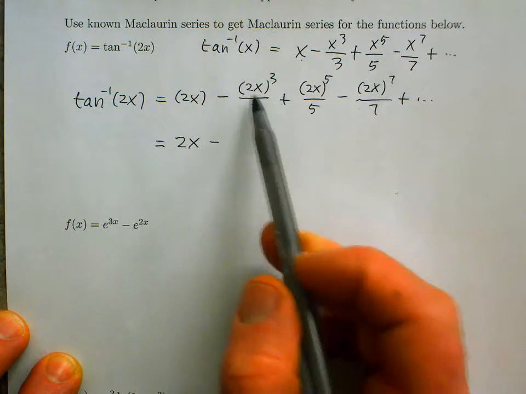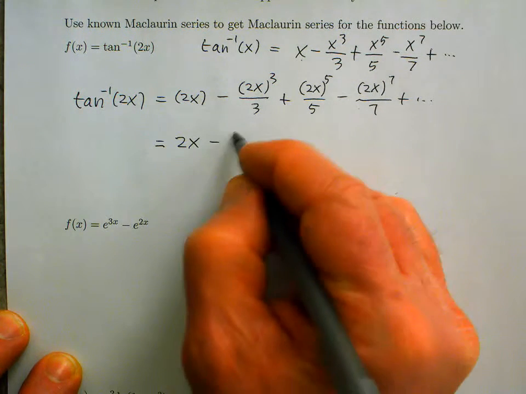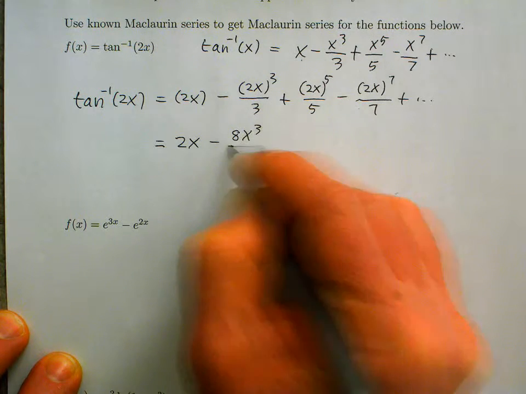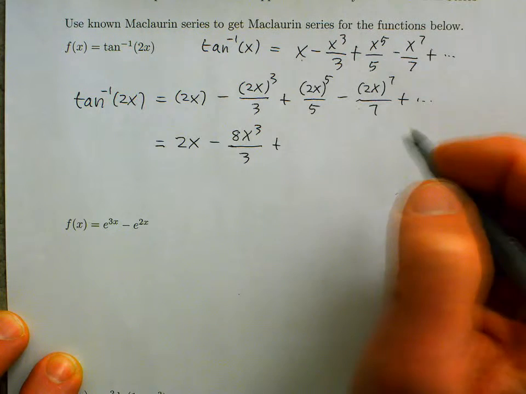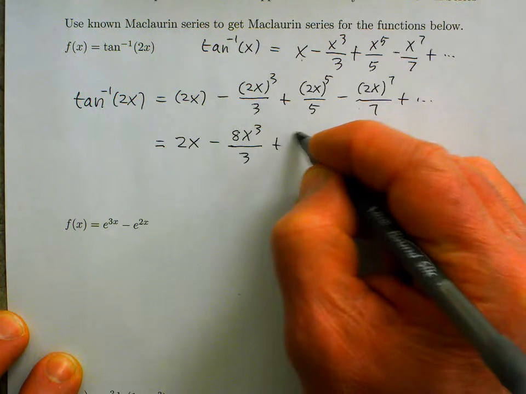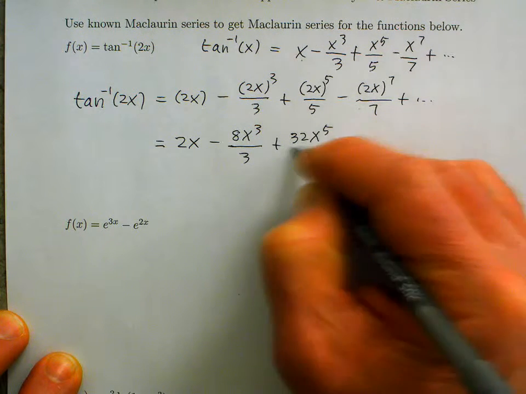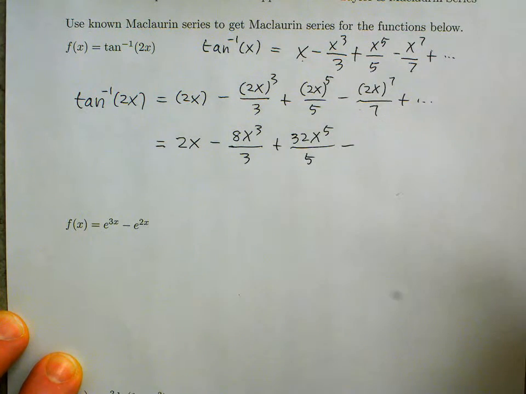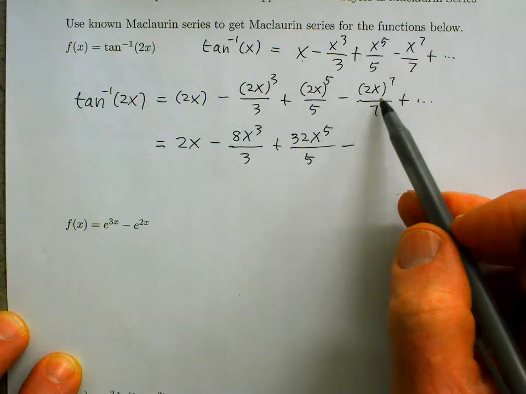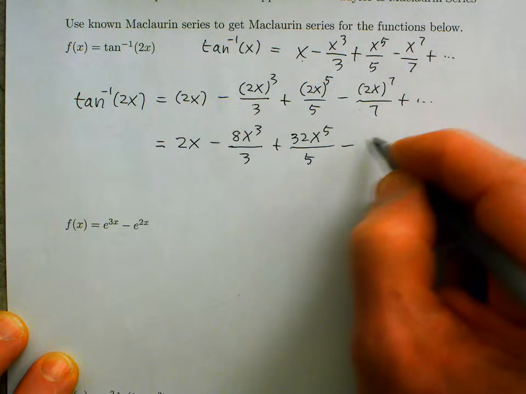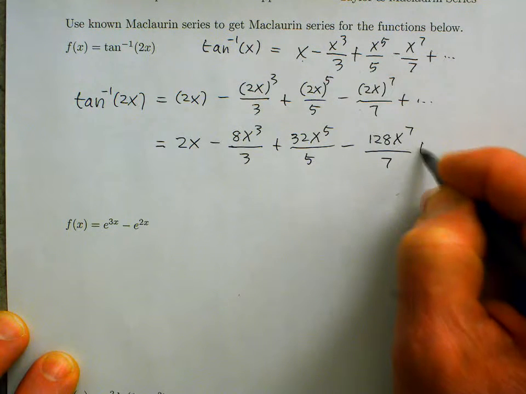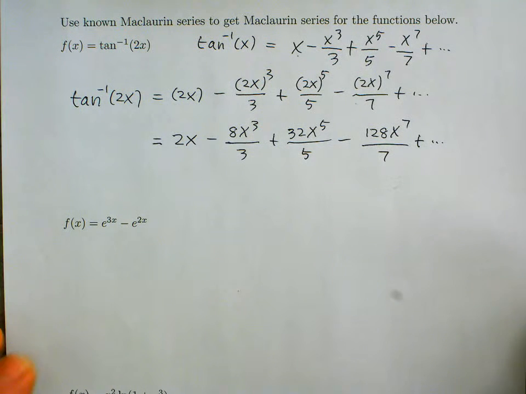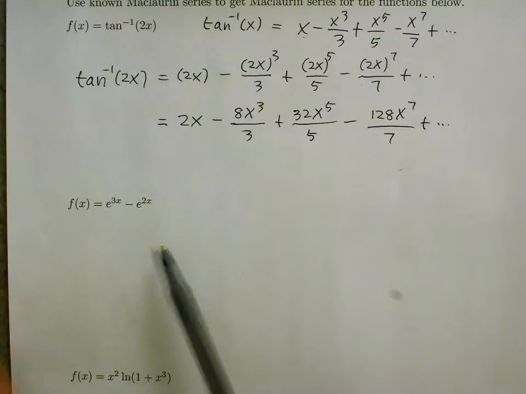When you cube 2x to the third, you get 8x to the third, and then over 3. 2x to the fifth is 32x to the fifth over 5. And then 2x to the seventh is 128x to the seventh over 7, and so on. So let's try the next one.